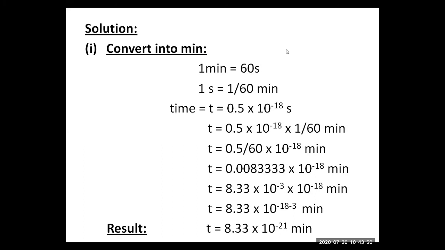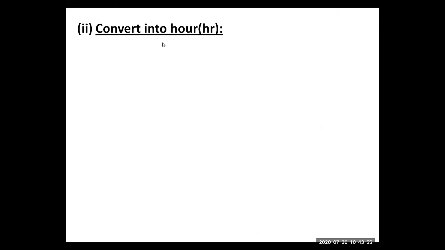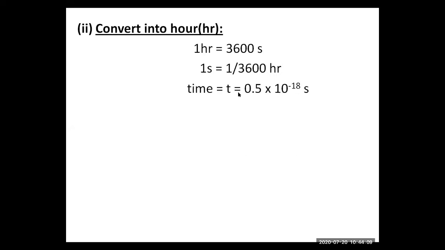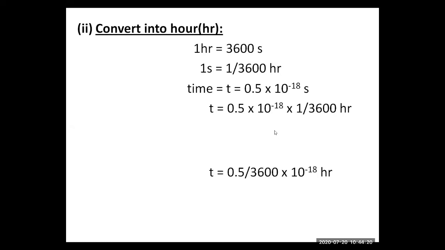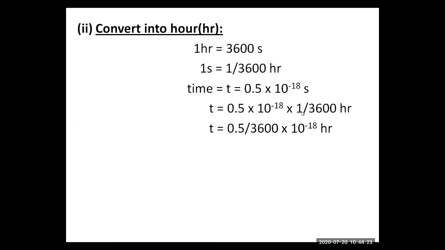Take the screenshot. I'm just going to shift to the other one. Now, we have to convert into hours. Here, 1 hour is equal to 3600 seconds, and 1 second will be equal to 1 upon 3600 hours. So we have to multiply this with the given. So we will get t is equal to 0.5 multiplied by 10 raised to the power minus 18 multiplied by 1 upon 3600 hours. Now the next one, 0.5 will multiply by 1. So we get 0.5 divided by 3600 multiplied by 10 to the power minus 18 hours.